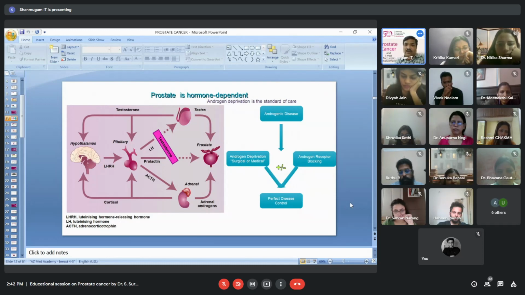We need to know this pathway because it is not sufficient to remove the testes alone. We might think that once the testis is removed, androgen is stopped and the disease will settle down, but the adrenal androgens will still be active and the disease can progress. That is why, after surgical removal of the testes, we still need to give anti-testosterone drugs to control these peripheral androgens.